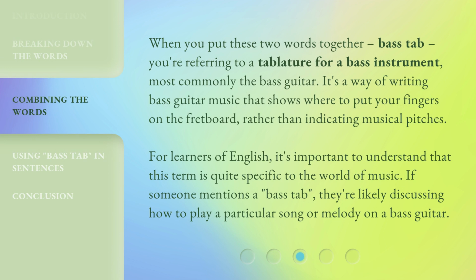When you put these two words together, bass tab, you're referring to a tablature for a bass instrument, most commonly the bass guitar. It's a way of writing bass guitar music that shows where to put your fingers on the fretboard, rather than indicating musical pitches. For learners of English, it's important to understand that this term is quite specific to the world of music. If someone mentions a bass tab, they're likely discussing how to play a particular song or melody on a bass guitar.